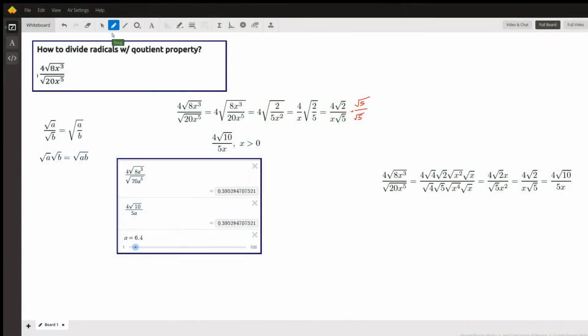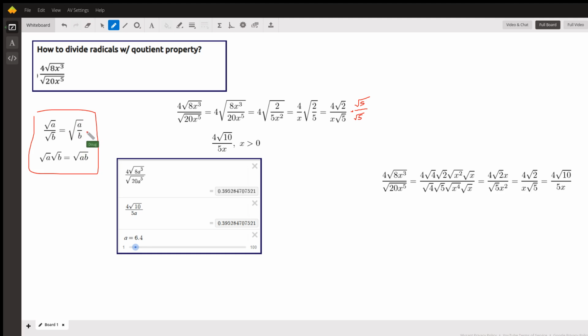Okay, there's several ways to simplify this algebraic expression involving radicals. We're going to use these two properties. If you have the square root of a divided by the square root of b, that's the same as the square root of the fraction a over b.